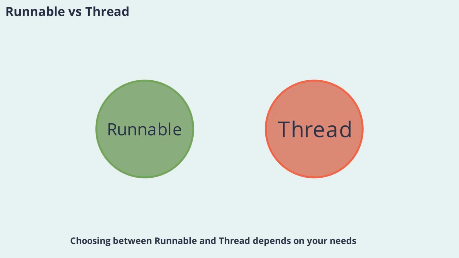Choosing between Runnable and Thread depends on your needs. Use Runnable when you want to separate the task from the thread, allowing your class to extend another class. Extend Thread if you need to override Thread methods or require direct control over the thread. Runnable is generally preferred for flexibility and cleaner design, while Thread is useful for specialized thread behavior.